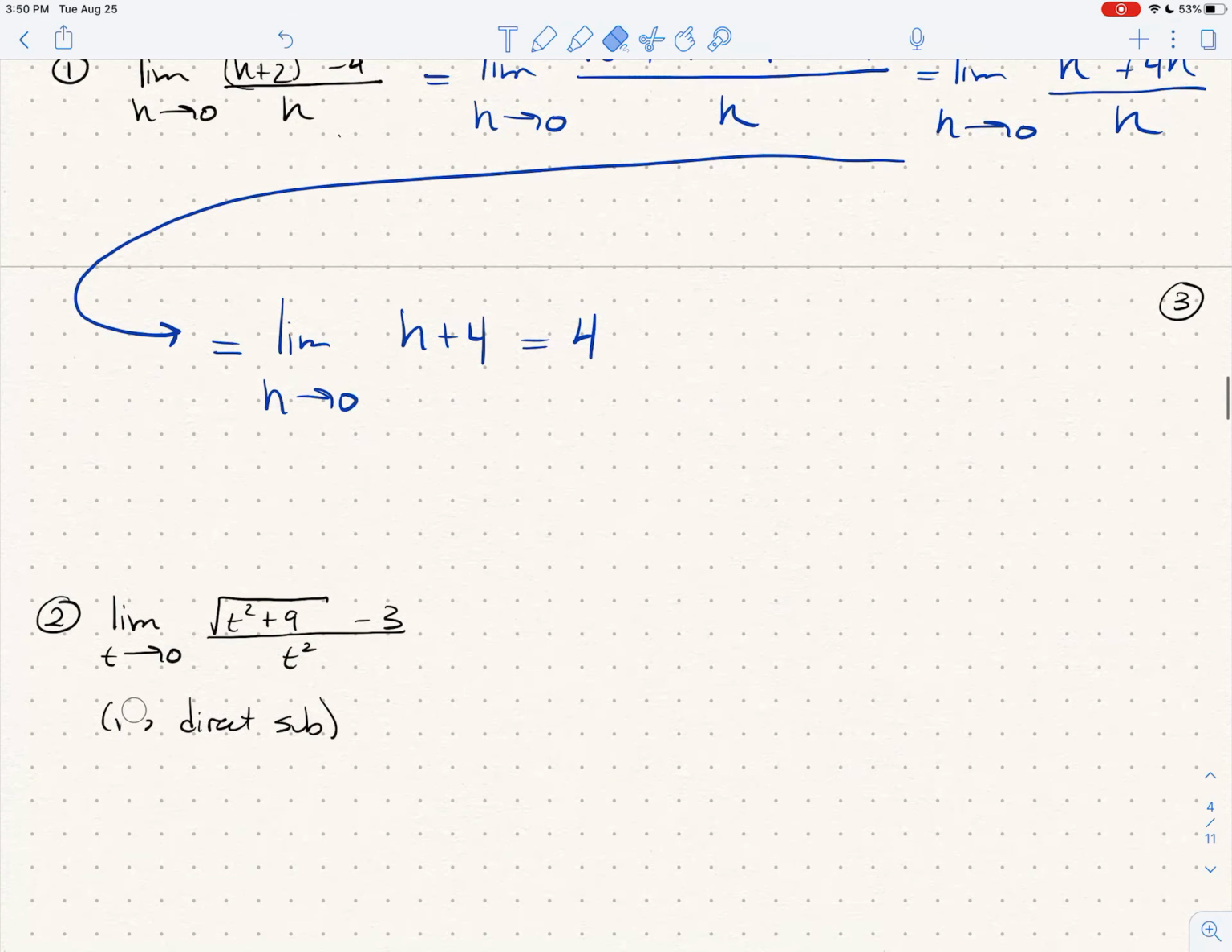Okay, next trick. I don't know why I wrote "no direct sub" on the screen. I was going to tell it to you, but since I wrote it there, you can see it, right? You can't just plug in 0 because you're dividing by 0. And unfortunately, the trick that we just learned in the previous example doesn't work here. Why is that? It's the radical, right? So the radical kind of messes everything up.